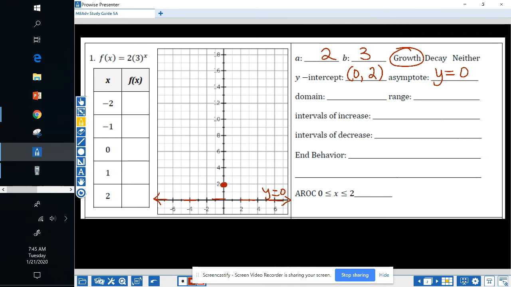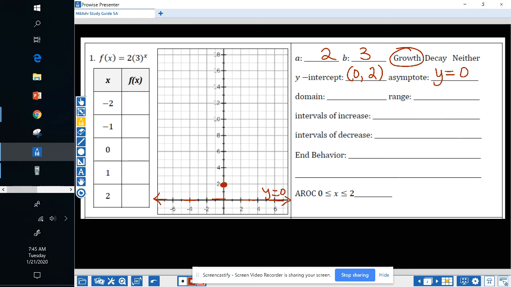So let's input that. So at -2 we had 2/9ths. At -1 we had 2/3. And then we had 0, 2, and then we had 6, and then we had 18. So as you can see, these are going up times 3, which is the b value, our multiplier.